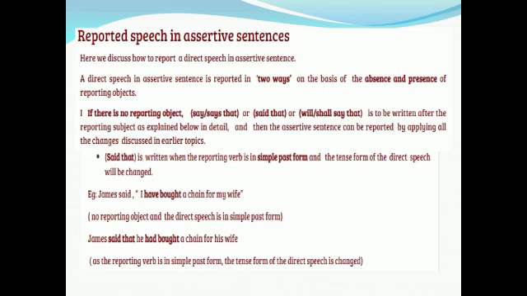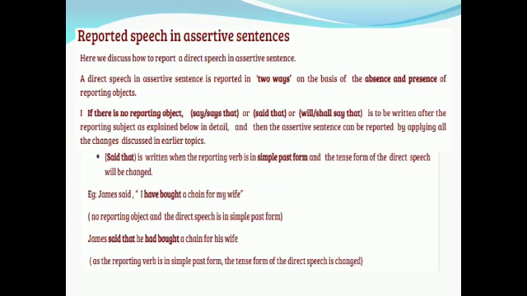Then the assertive sentence can be reported by applying all the rules that are meant for indirect speech, and the changes that we have discussed earlier, that what will be converted to what. For example, the pronouns will be changed and the time will be changed and so on. Said that is written when the reporting verb is in the simple past form, and here the tense form of the direct speech will be changed.